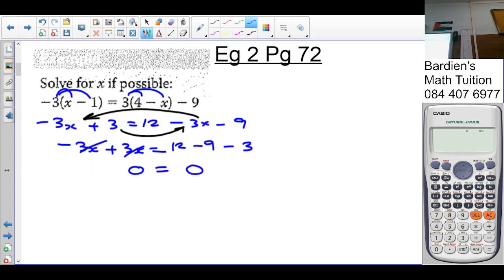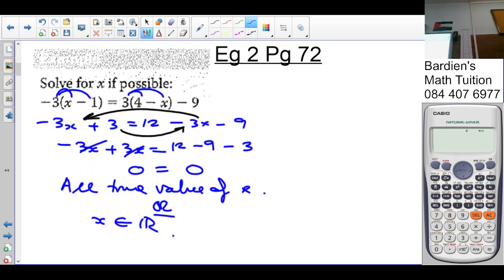This is what we call an identity. Okay, it's an identity. And when we get an identity, we write the following: all true values of x. What does that mean to say? That means to say that any value you choose of the real number set will work for this solution. You can say it's all true values for x, or we can write x is an element of all the real numbers. And what does that actually mean?